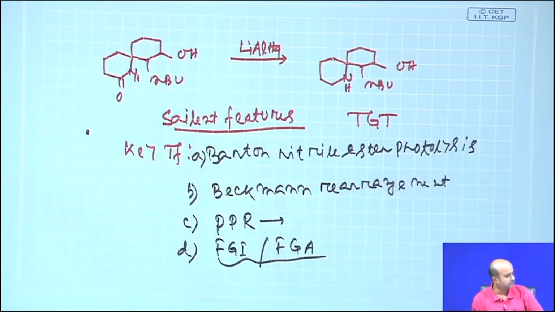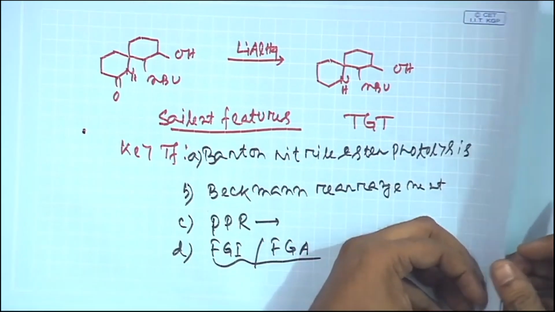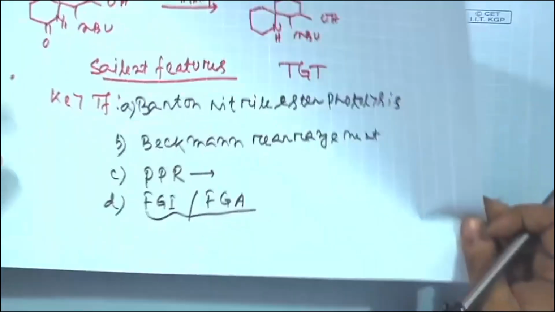Beckmann rearrangement and other things are basically coming into the picture at a later stage. So, this will basically give you how different powerful transformations can be applied in a sequential manner to give you a complex or medium complex size molecule.